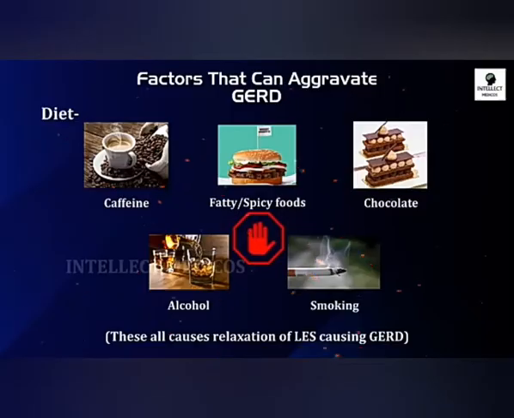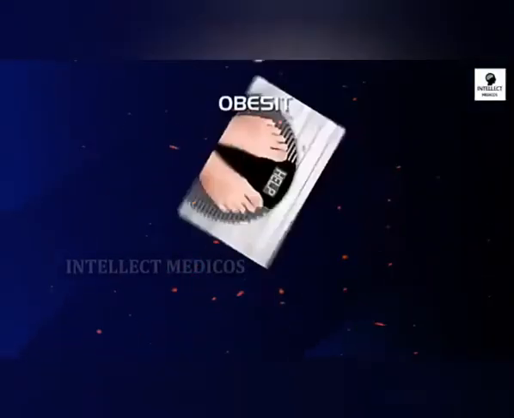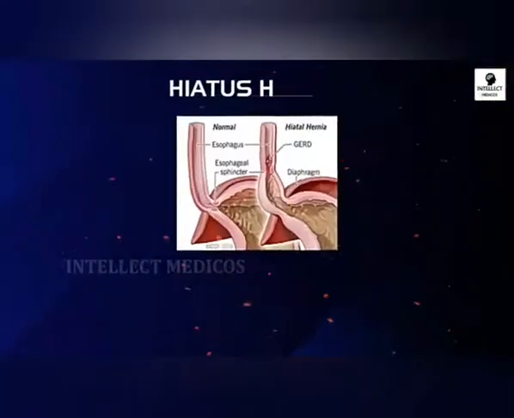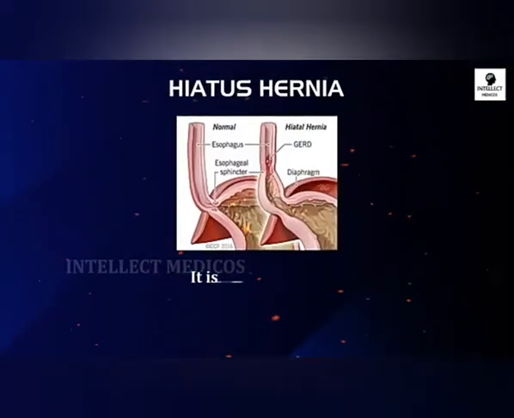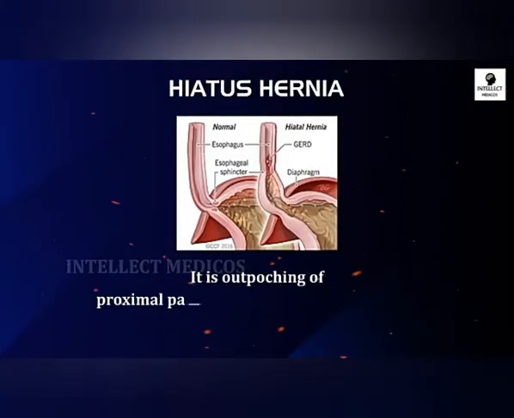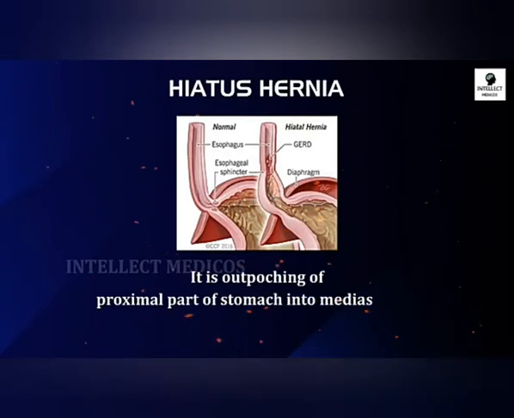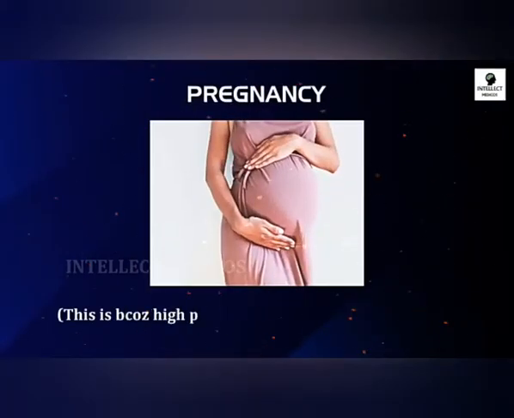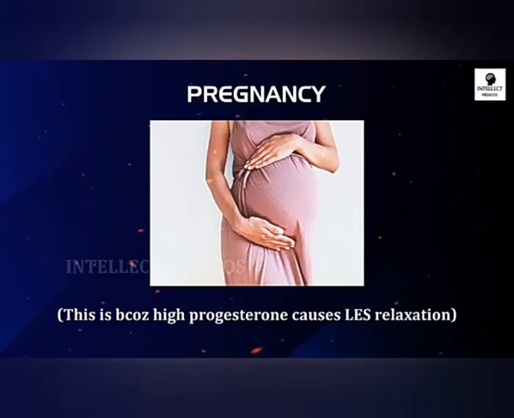Now the next factor can be obesity, which contributes to GERD. Third is hiatus hernia. It is outpouching of the proximal part of the stomach into the mediastinum, that is above the diaphragm. Pregnancy. This is because high progesterone causes LES, lower esophageal sphincter, relaxation, and there are many other causes.